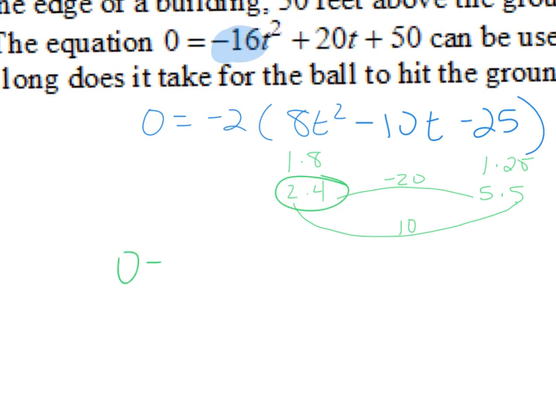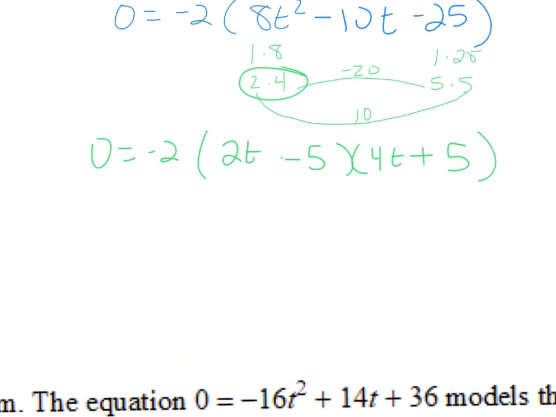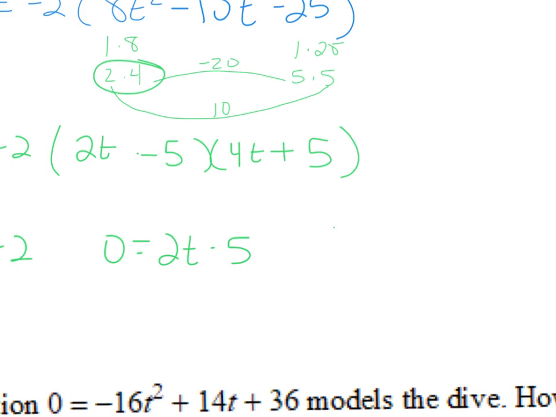So I'm going to have 0 equals, I'm going to have negative 2 up front still, I'm going to have a 2t and a 4t, and then 5 and 5. Now we already know that we want that 20 to be negative, so I'm going to put the negative there in front. And then we do know that we want this 10 on the outside to be positive, so I'm going to put a positive right there. So now I am going to set all my parts equal to 0. So 0 equals negative 2, 0 equals 2t minus 5, and 0 equals 4t plus 5.